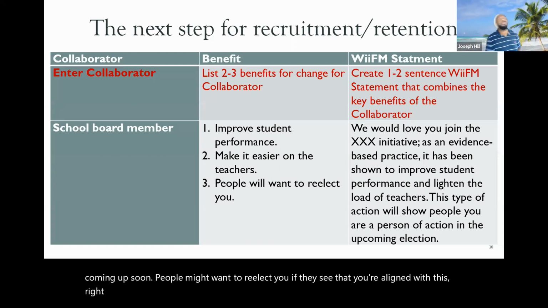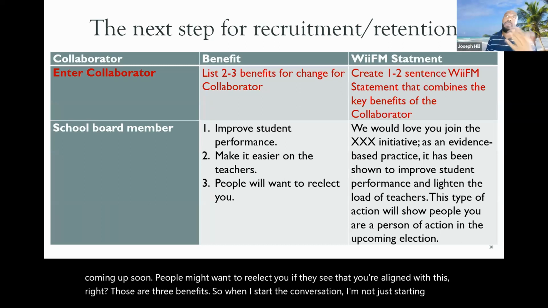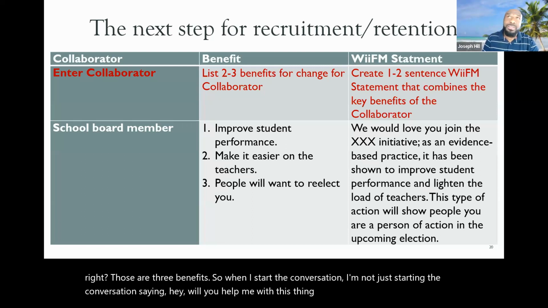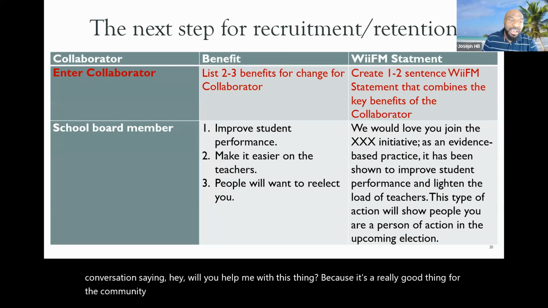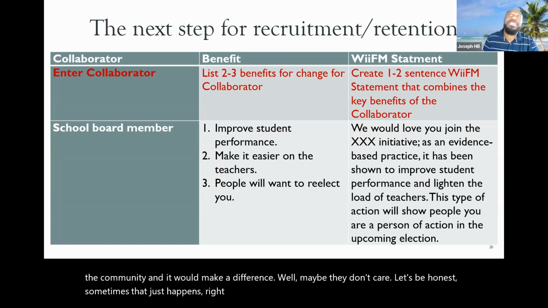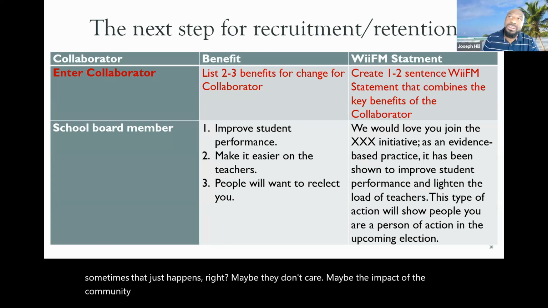Those are 3 benefits. So when I start the conversation, I'm not just starting the conversation saying, hey, will you help me with this thing? Because it's a really good thing for the community and it would make a difference. Well, maybe they don't care. Let's be honest. Sometimes that just happens, right? Maybe they don't care. Maybe the impact on the community you're serving, that you're passionate about uplifting, is very far from their mind, right?